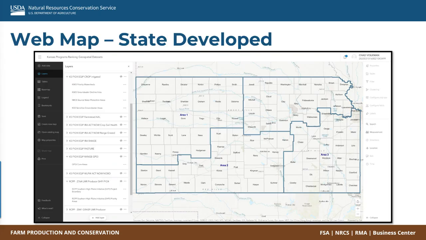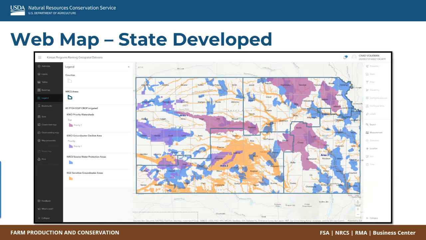Now on my last slide, we see an example of the same web map with the EQIP crop irrigated ranking pool data visible and the legend pane open on the left. Users have functionality to zoom and pan, change visible layers, access pop-ups for more specific attributes for that layer, and other geospatial functionalities you would typically find in a web map.